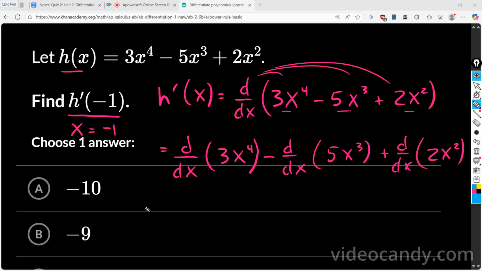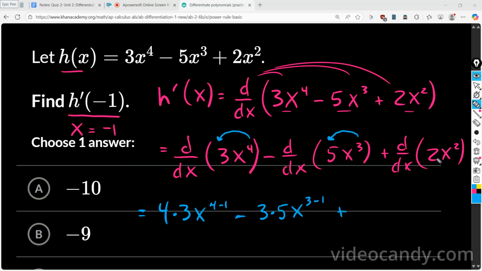So remember the power rule. Okay, you take that exponent and you move it out front, and then you decrease the exponent by 1. So it's going to be 4 times 3x to the power of 4 minus 1. All right, and we have a minus sign here. Take the 3, move it to the front. That's going to be 3 times 5x to the 3 minus 1. All right, we're subtracting 1 from the exponent each time.